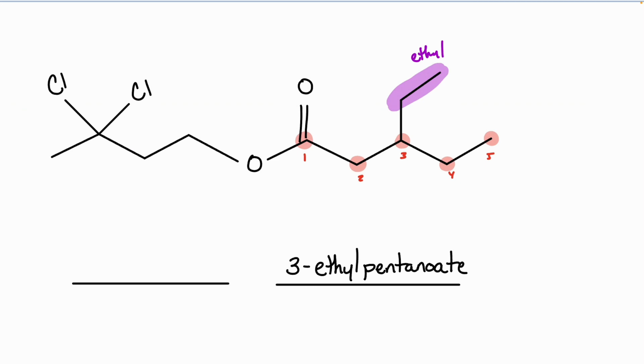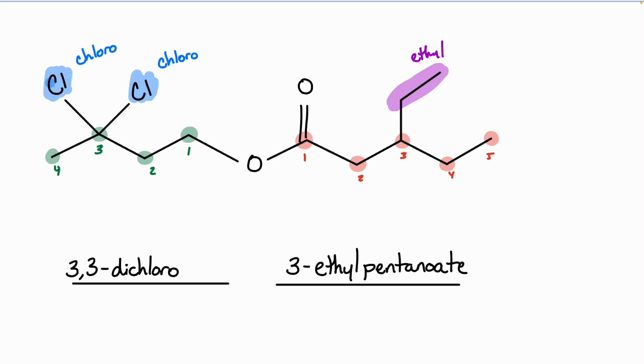All right, but really what's going to precede that is this ester substituent here. I'm again going to find my longest continuous set of carbons over here. These 1, 2, 3, 4. I've got these two chloro groups, and I got to indicate the position of those chloro groups. Looking just at my fragment, I got to number my fragment here. I'm going to start counting at that carbon that's attached to that oxygen. So this would be 3,3-dichlorobutyl, space, 3-ethylpentanoate.